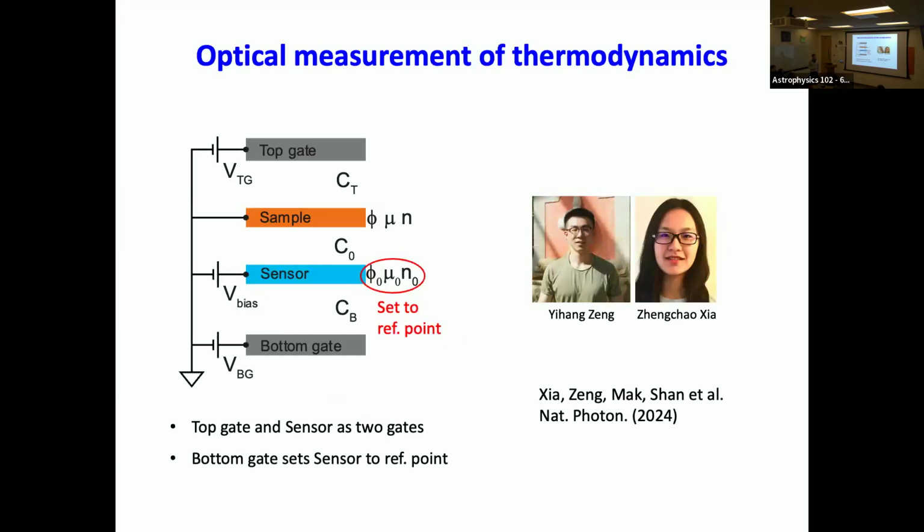A bit about our measurement scheme. This is our device structure. We have a sample here. The sample is between a top gate and a sensor. I'll tell you what it is. And then there's a bottom gate.